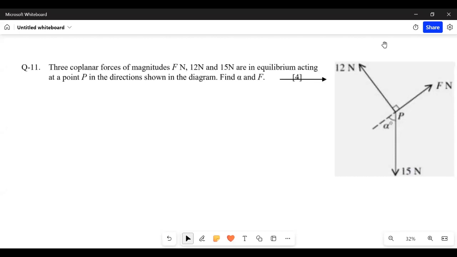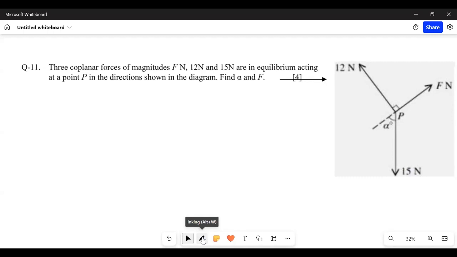This is question number 11 of forces as vector quantity or resultant forces. The question says three coplanar forces of magnitude F Newton, 12 Newton, and 15 Newton are in equilibrium acting at a point P in the direction shown in the diagram. Find alpha and F.